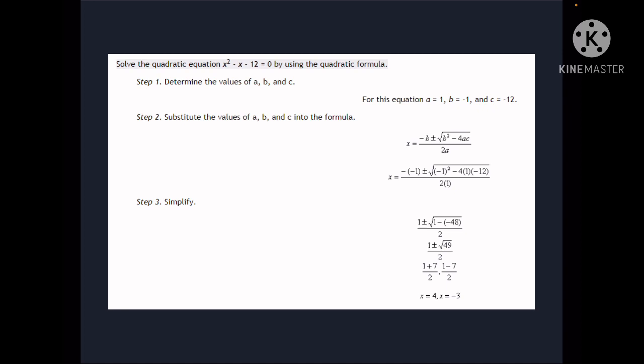Then, this will give us the result of 1 positive or negative root 1 plus 48 over 2. Then we need to simplify our result, which will be 1 positive or negative root 49 over 2, which will give us 1 plus 7 over 2 and 1 minus 7 over 2. When we solve the equation, it will give us the values of x equals 4 or x equals negative 3.